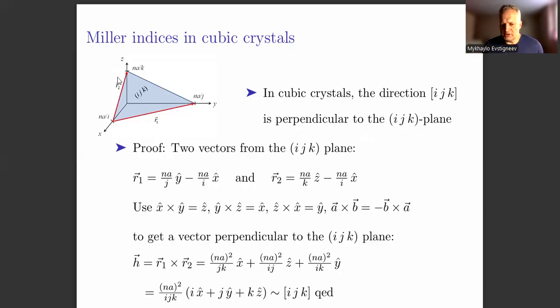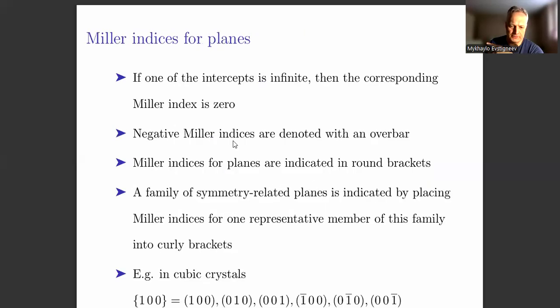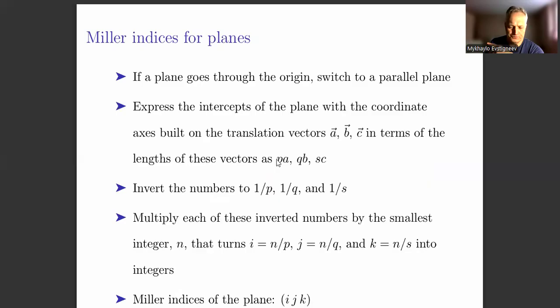And of course, you measure the distances not in just numbers, but in lattice constants. So multiply this with the lattice constant a, and multiply this with the integer n, the smallest integer such that if you invert the intersection points, then you will get a triplet of integers. So following this recipe from here.